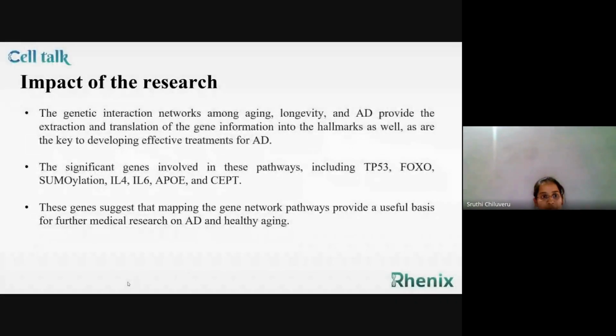Alzheimer's disease. When it comes to the impact of the research, the genetic interaction networks among aging, longevity, and Alzheimer's disease provide the extraction and translation of gene information into hallmarks, which are the key to developing effective treatments for Alzheimer's disease. The significant genes involved in these pathways include TP53, FOXO-SUMOylation, interleukins 4 and 6, ApoE, and CETP. These genes suggest that mapping the gene network pathways provides a useful basis for further medical research on Alzheimer's disease and healthy aging.